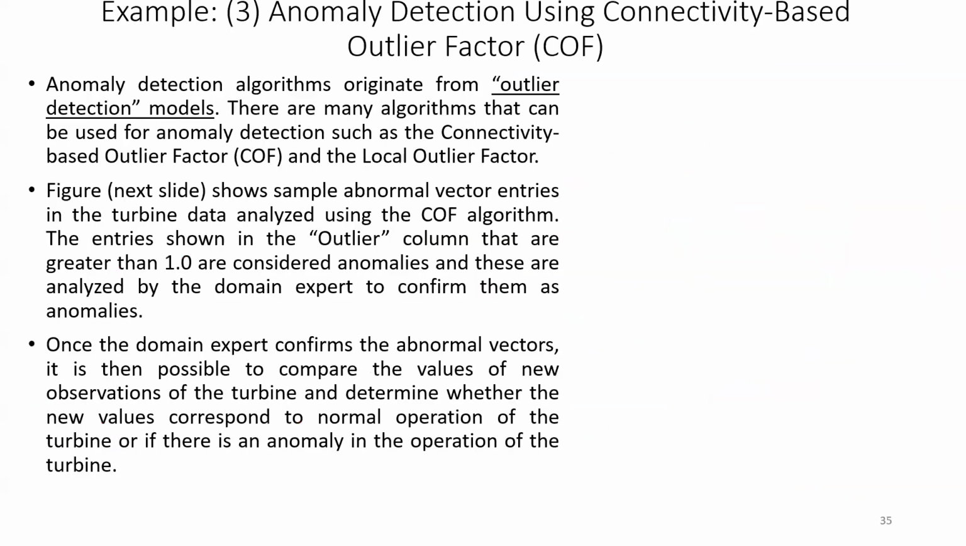Right. The next thing is another example. In this step, we move from clustering to targeted anomaly detection. This is another critical part of IoT analytics. One powerful method used is the COF, connectivity-based outlier factor. These algorithms fall under the outlier detection family.